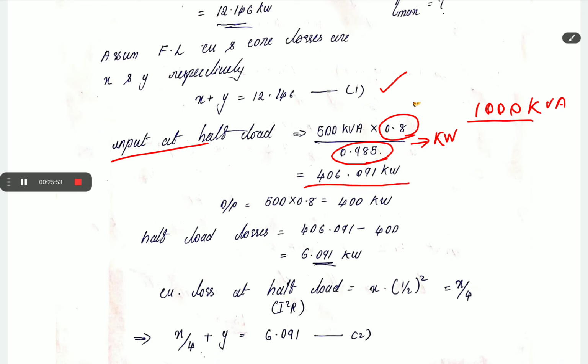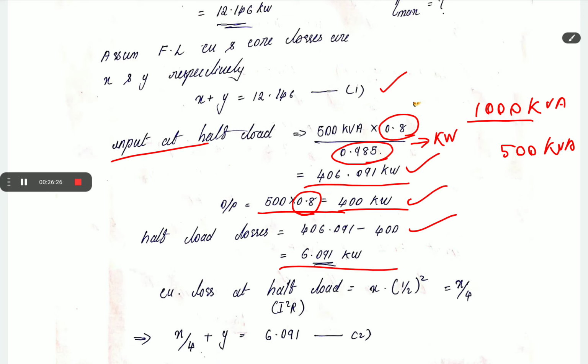So for 500 into 0.8 is the output power. 400 kilowatt. Okay. നമ്മുടെ half load 500 എന്ന് പറയുന്ന kVA ആണ്, kVA half load. അതിനെ into 0.8 cos phi ചെയ്യുമ്പോൾ in kilowattൽ കിട്ടും. So that is your output power at half load. And input power കിട്ടി. So just minus input minus output, that will give you half load losses. Half load ലുള്ള losses കിട്ടി. And so half load total losses will be 6.091.